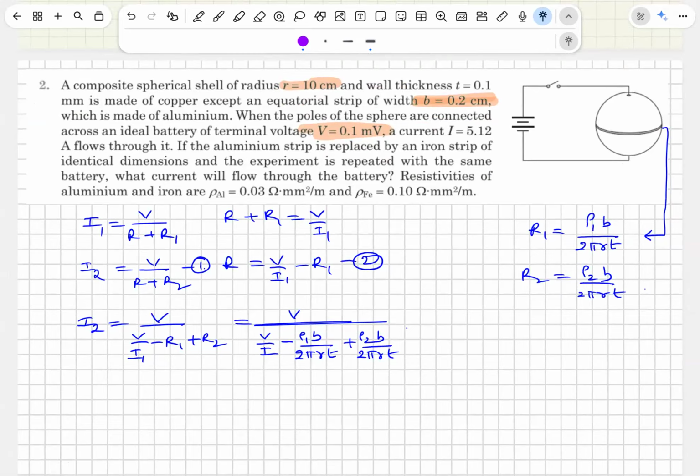A composite spherical shell of radius, you can see the radius here is 10 centimeters, and a wall of thickness 0.1. Thickness of the shell is made of copper, except an equatorial strip of width b equal to 0.2 centimeter, which is made of aluminum. Exclusively, this part resistance is rho into b by 2 pi RT. Any doubt?